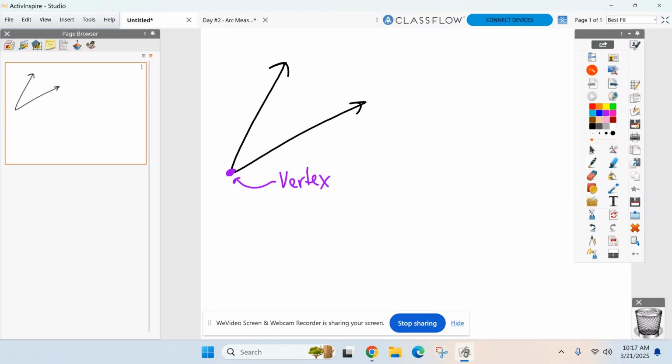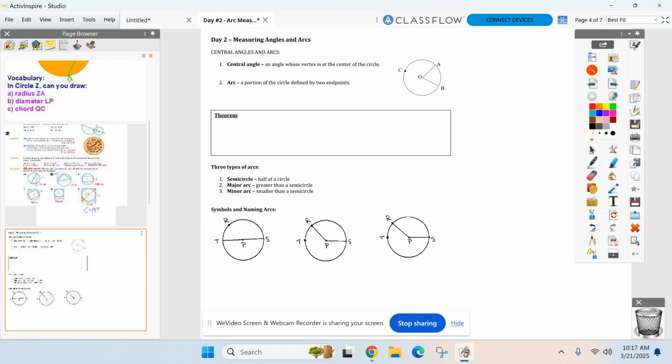Perfect. Now we're going to start putting angles inside the circle. If it happens that the vertex of an angle is also the center, the vertex of an angle is shared with the center, we're going to call that angle a central angle. It's called a central angle if the vertex and the center are the same point.